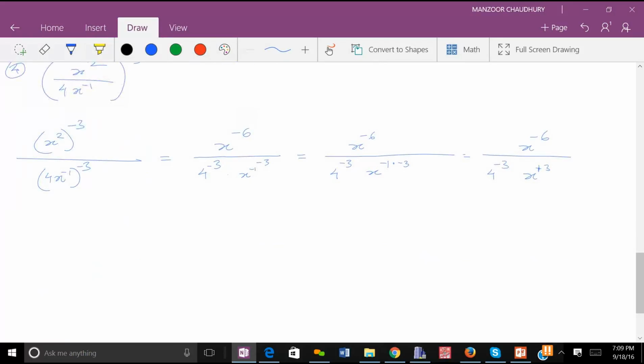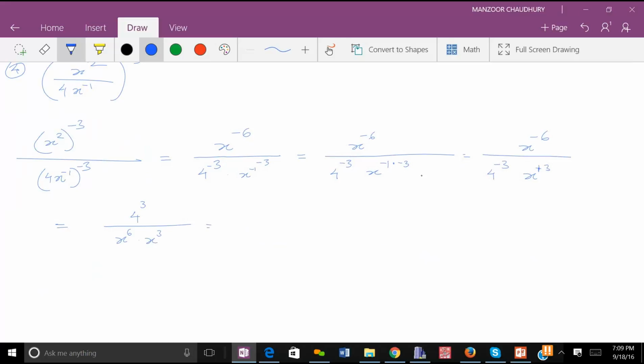The negative 6. Yep, x to the negative 6 needs to come down. Its home is down here, right? The 4 to the negative 3rd needs to go back to Canada. Yep, it goes to Canada, and it's 4 to the 3, right? And you have an x to the 3 at the bottom.